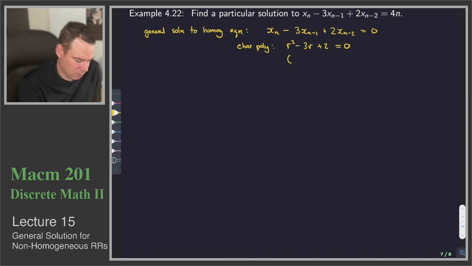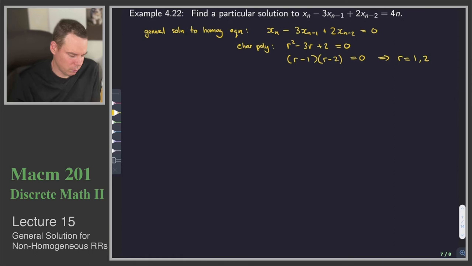Does that factor? Worst case scenario, use the quadratic formula if we don't spot the factors right away. But it looks like, yeah, we can spot the factors r minus 1, r minus 2. So now this means that r is equal to 1 or 2. So what's our general solution to our homogeneous equation? It is c times 1 to the power of n, but 1 to the power of n is just 1, so I'll write it as just c, plus d times 2 to the power of n. So there's our homogeneous solution.